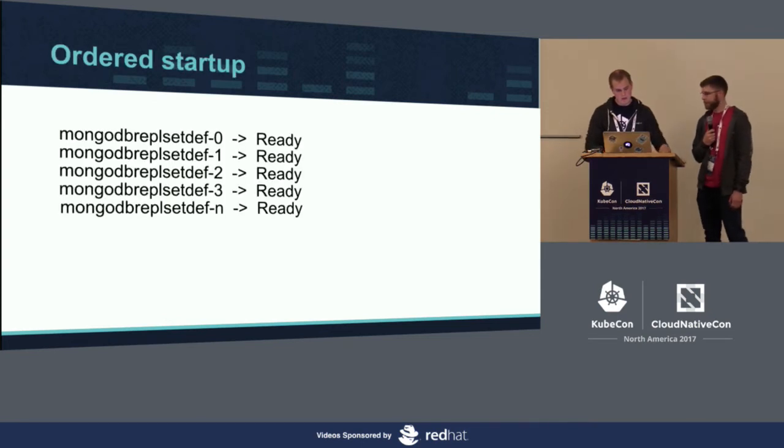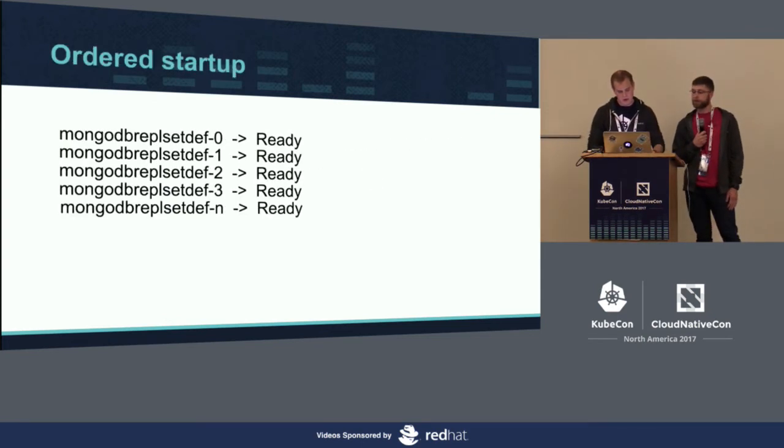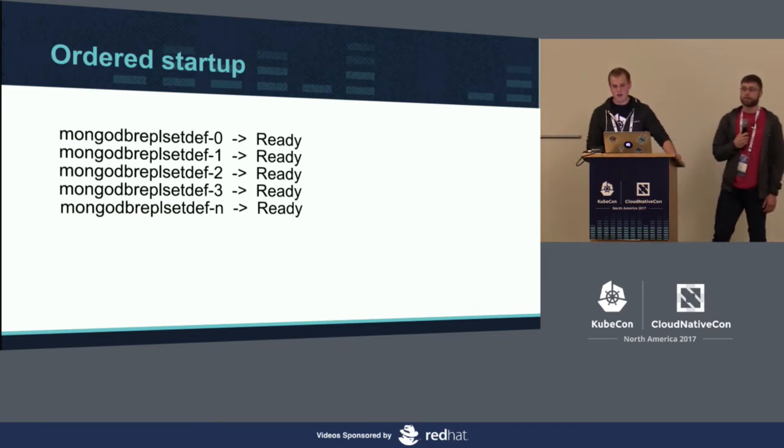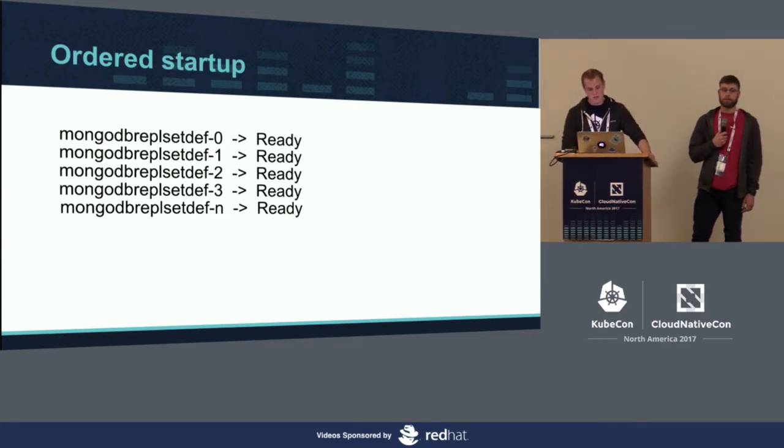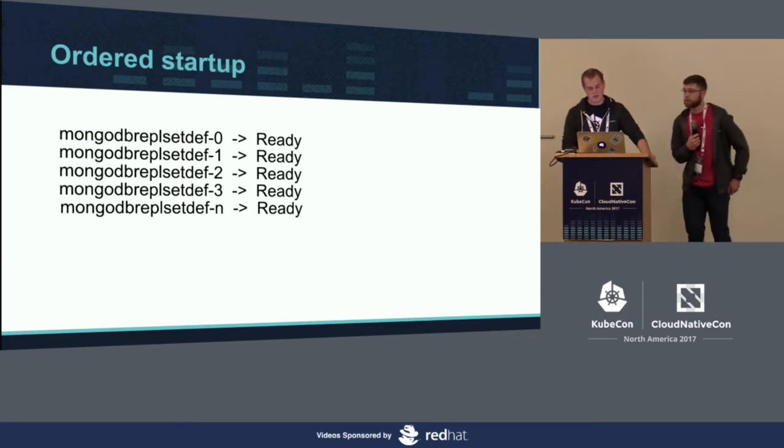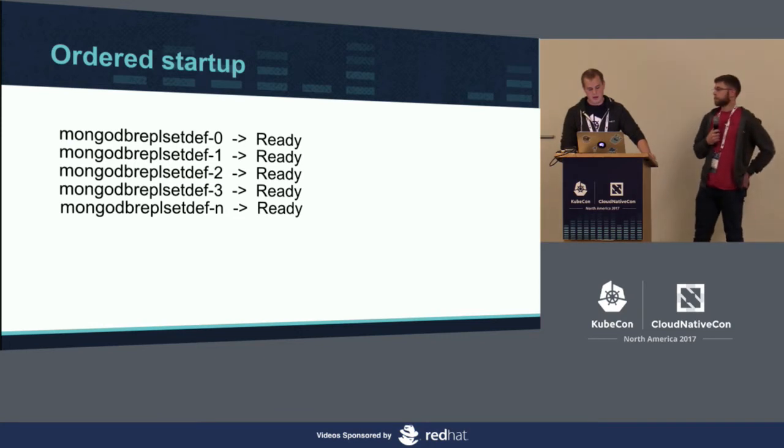So let's talk a little bit about that. It's 0 to N. One of the guarantees we have is that if a pod comes up, N plus 1 has a guarantee that pod N has been started and is ready. So this basically lets us treat lower indices as, you know, masters or various other applicable things.